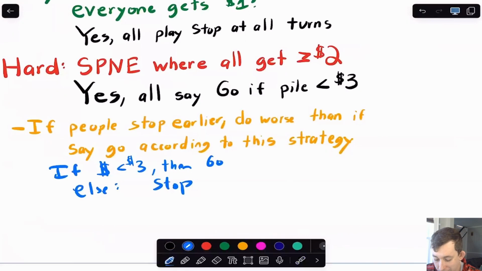And you could also do the same strategy with 4, with 5. You could do this for any amount of money because everyone will be incentivized if they're playing this strategy. No one wants to deviate from this strategy. They're all best responding to everyone else. So it is, in fact, a subgame perfect Nash equilibrium.